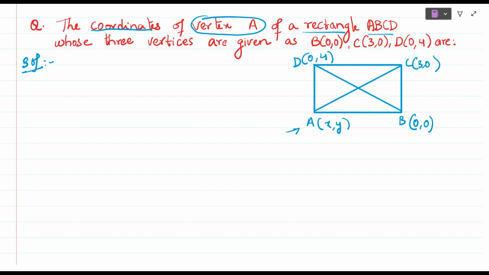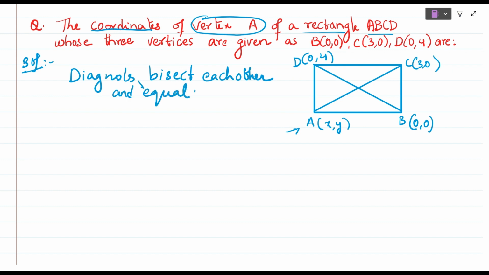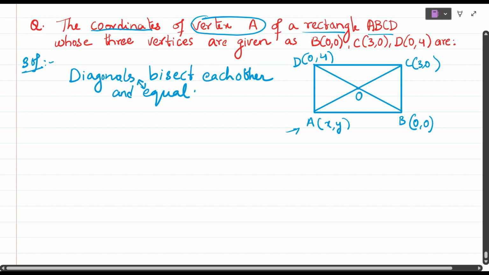Now here, diagonals bisect each other for a rectangle. You have to know the properties of a rectangle, students. Diagonals bisect each other, and also diagonals are equal for a rectangle. So what formula are we going to apply here? The midpoint formula. What is the midpoint formula, students?